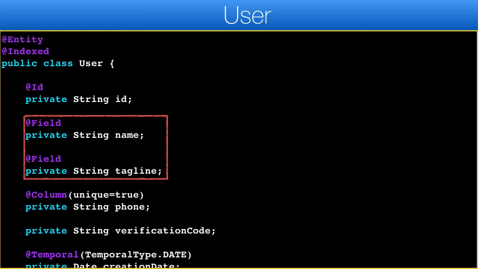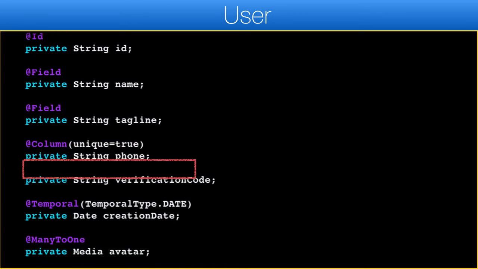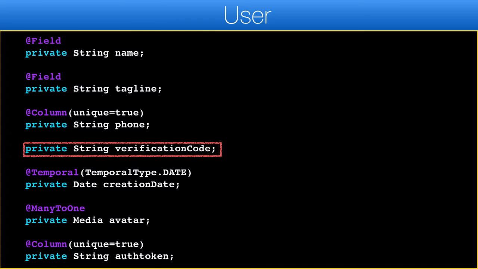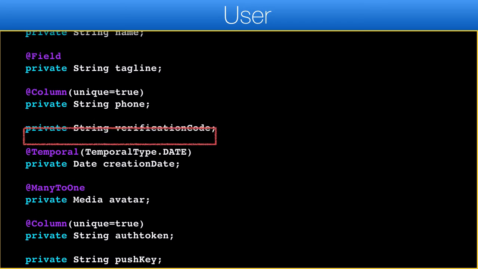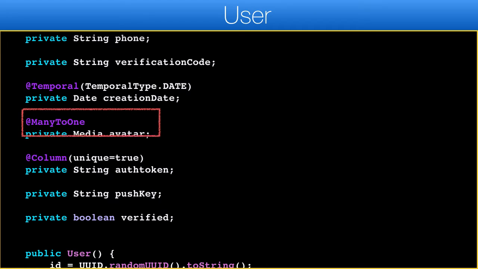The username and tagline are also stored similarly to the client-side code. Phone is listed as unique, which makes sure the value is unique in the database. When we send a verification code, we store it in the database. I could use a distributed caching system like Redis or Memcached, but they're overkill for something as simple as this. The date on which the user entry was created is a standard database date.